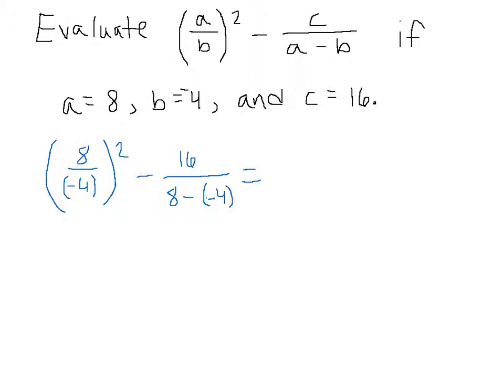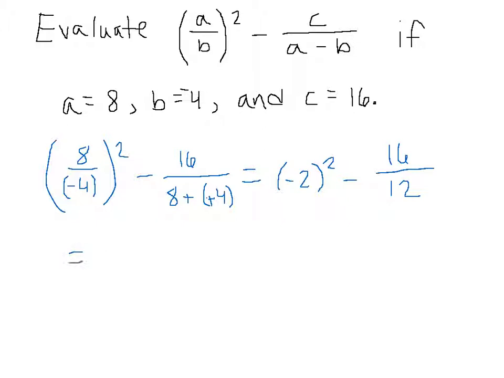8 divided by -4 is -2. I'm keeping that inside parentheses because that's important when you square it. That will change the answer. Minus 16 over, 2 negatives make a positive. So 8 minus -4 becomes 8 plus 4, that's 12.